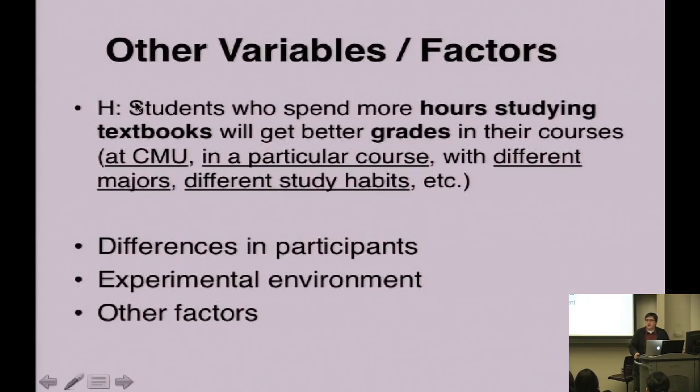There are a bunch of other variables and factors that also factor in. So I had this little hypothesis here, students who spend more hours studying textbooks will get better grades, but there's a ton of other little factors afterwards that I'm also controlling or thinking about. So now I have the institution, they're going to be at CMU, they're going to be in a particular course, they're going to have different majors and different study habits, which are going to vary. And so there can be differences between your participants, like what they're good at, whether they've got training or not.